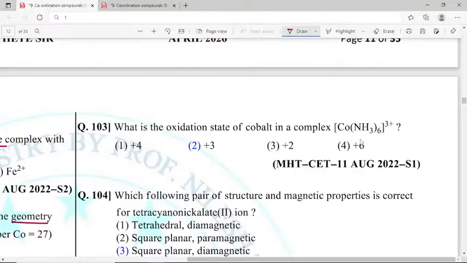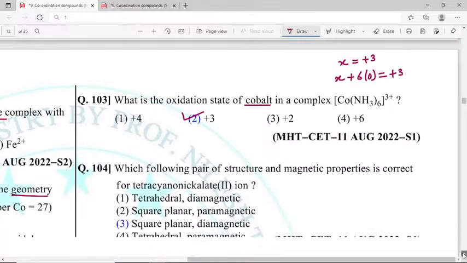What is the oxidation state of the cobalt? How to calculate? Cobalt having the X value plus 6 times ammonia, ammonia having 0 value because it is neutral, is equal to +3. So X is equal to how much? +3. So +3 is your answer.